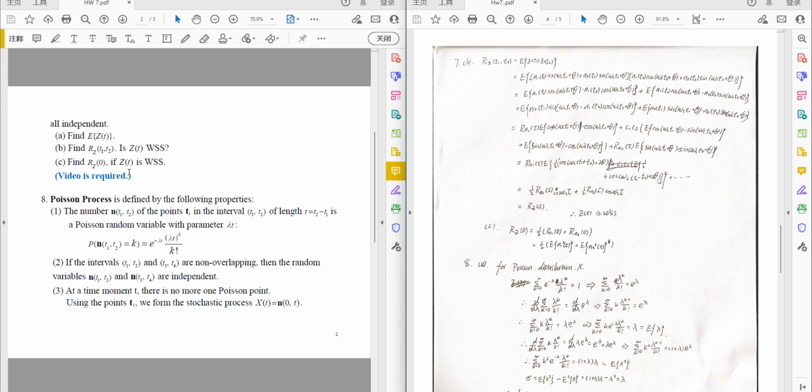Now the last question is to find R_Z(0), which is actually shown in the second question. So we put in tau equals 0, we can get this, and this one and this one can be replaced by this, the N1 squared expectation and N2 squared expectation. So the final expression is this.